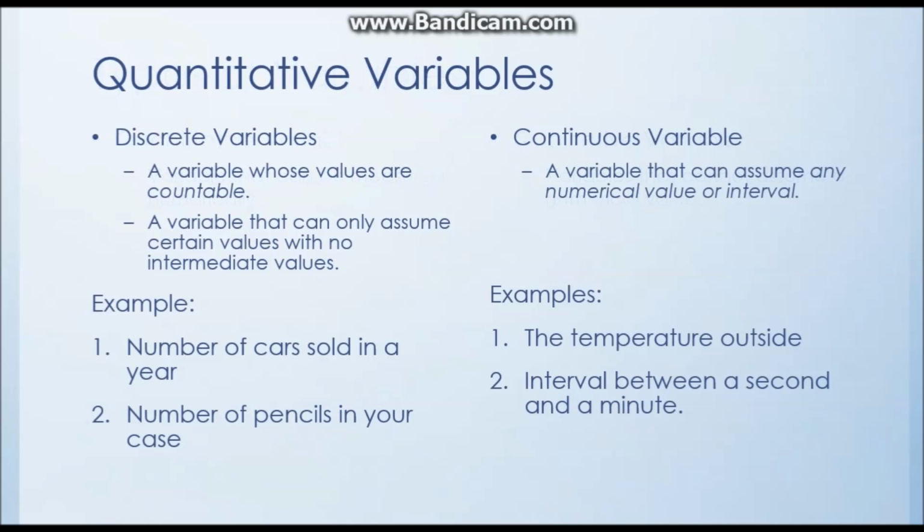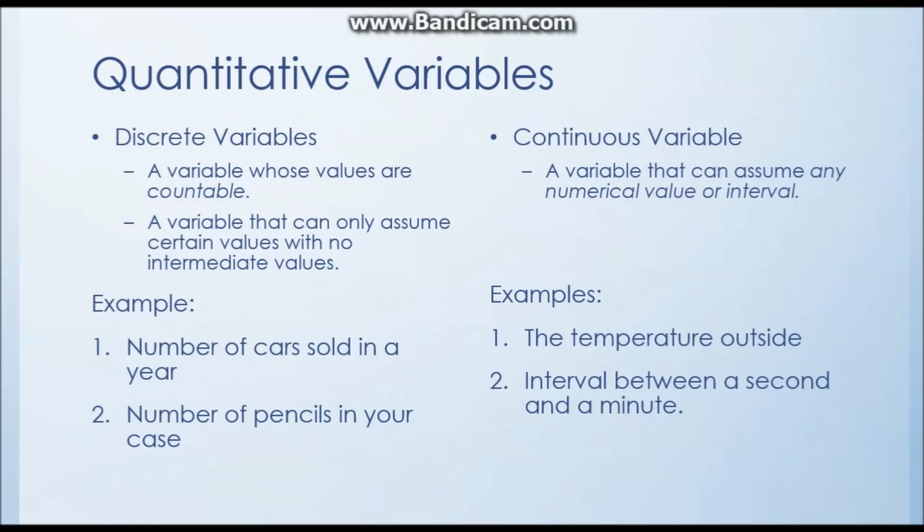Let us look into the quantitative variables. Quantitative variables generally have two subsets. First is discrete variables, and second are continuous variables. Discrete variables are variables whose values are countable. Another definition would be that discrete variables are variables that can only assume certain values with no intermediate values.